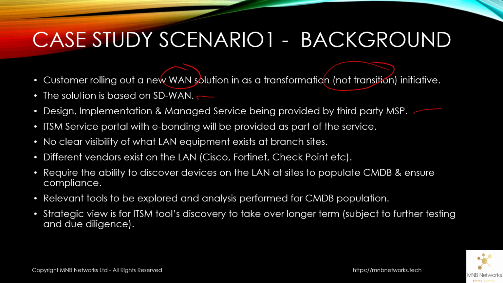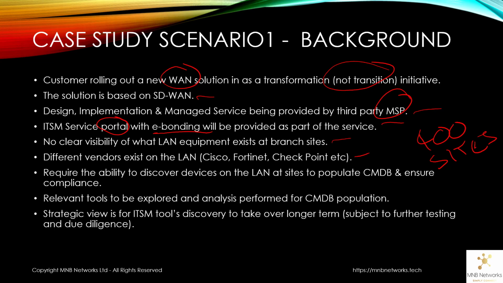There's an ITSM service management portal or service management tool where e-bonding will be used, and this will be provided as part of the MSP service. This is where we start getting some interesting inputs to this challenge, and we have no clear visibility of what the LAN equipment looks like or what LAN equipment exists at the branch sites. So let's say, for example, we have 400 sites and we don't know what the LAN is looking like at any of these sites.